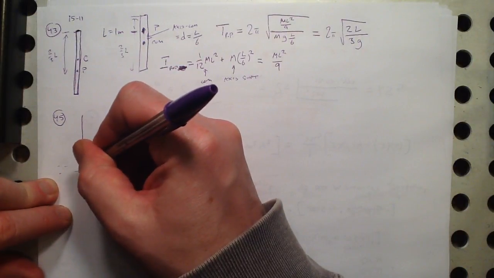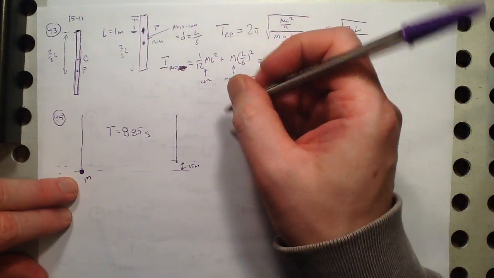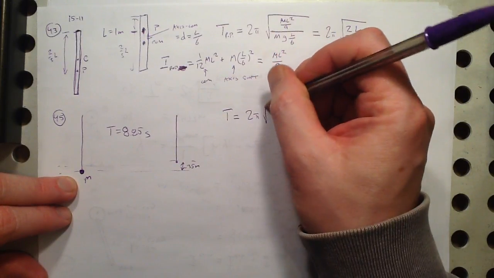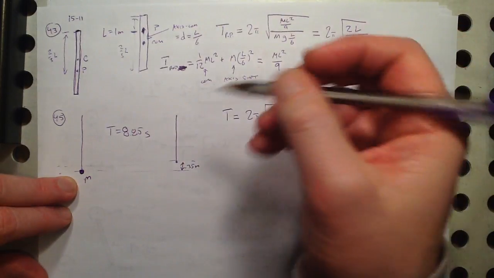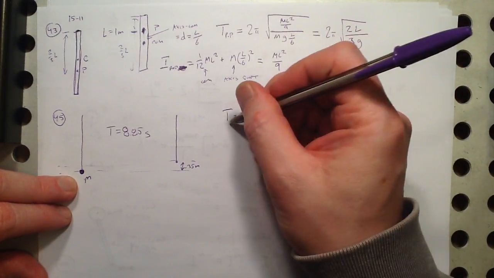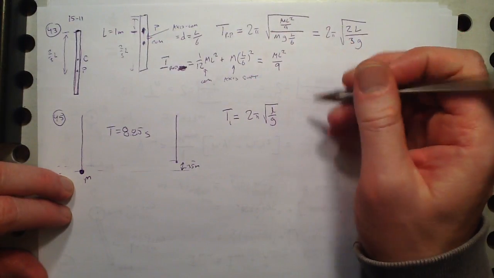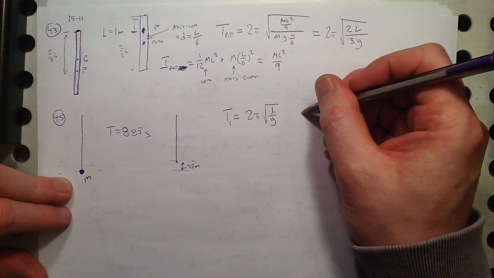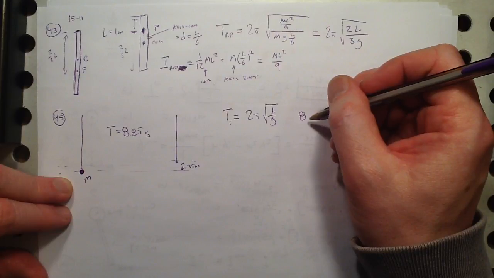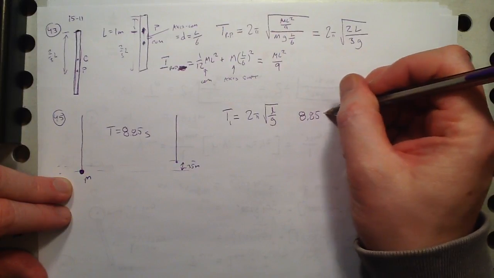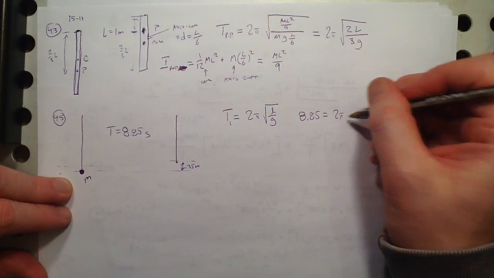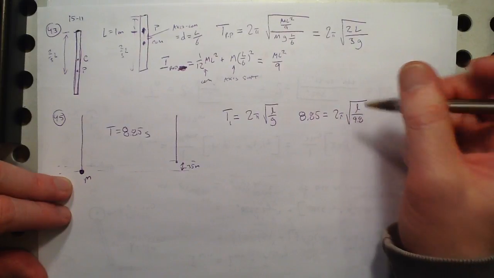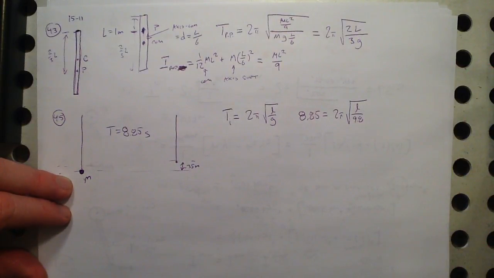So we're treating this like a simple pendulum, like all the mass is right there at the end. So the period of a simple pendulum is 2 pi times the square root of L over g. For the initial period, before we changed things, we know that's 8.85 seconds. So 8.85 is equal to 2 pi times the square root of L over 9.8. And notice the only thing we don't know is L.